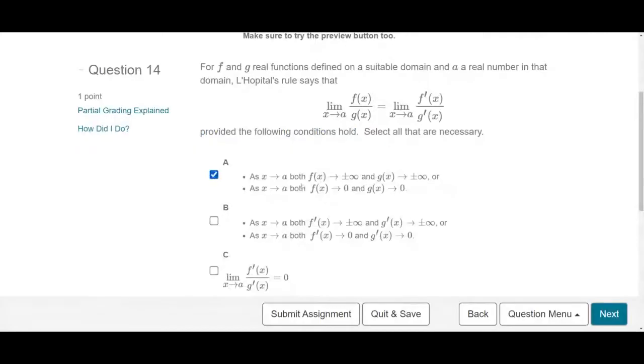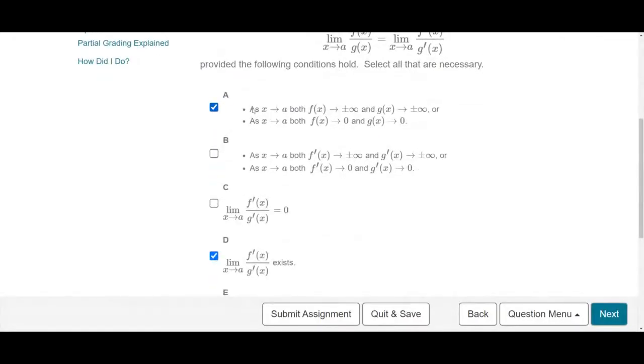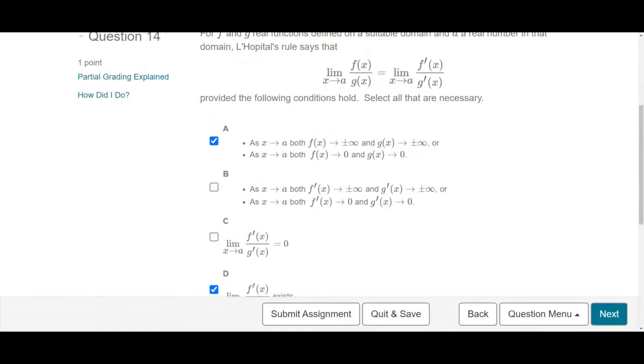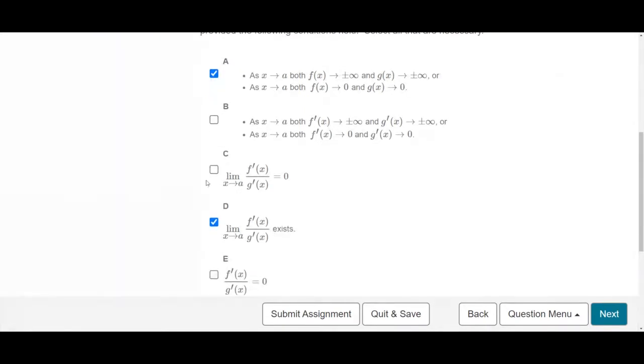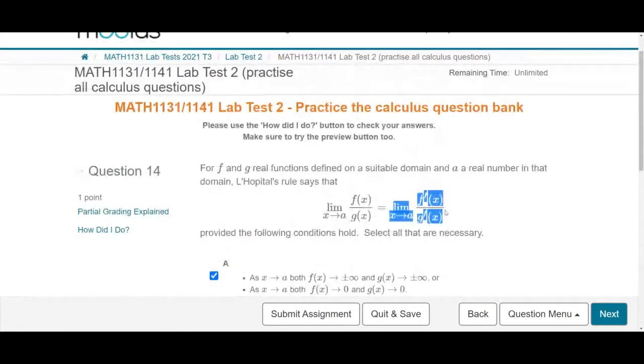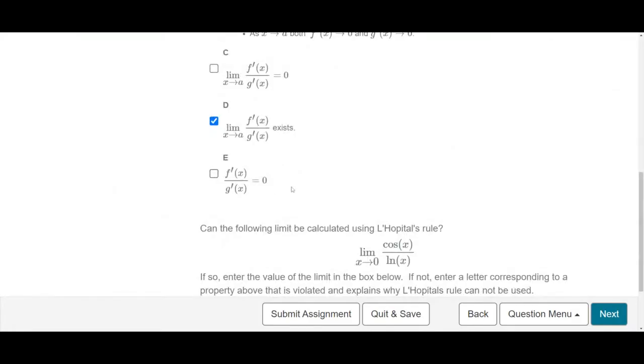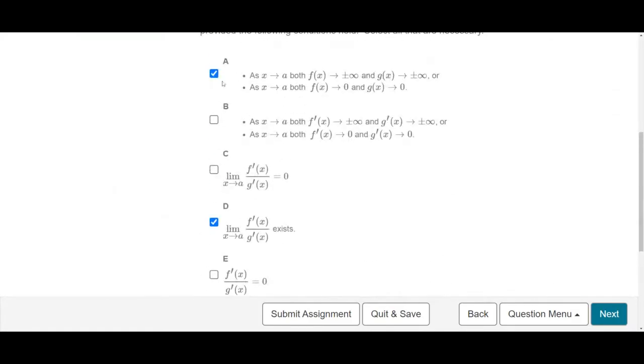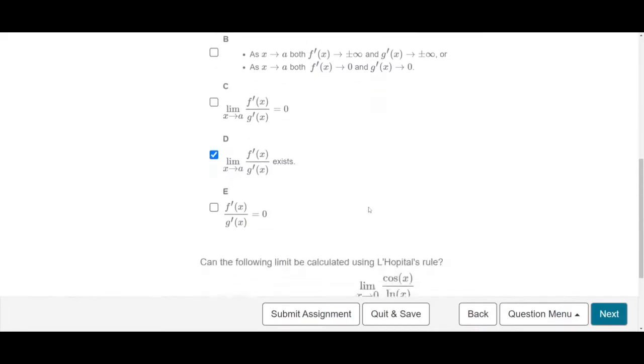So the first one is definitely A, because you want the indeterminate form, right? So infinity over infinity, those sorts of things, 0 over 0. So that seems fine. B is not correct because it's got nothing to do with the derivative. It's got to do with the function. This is not correct. The limit of this thing definitely has to exist, and this part E plays no role. So I think it's A and D.